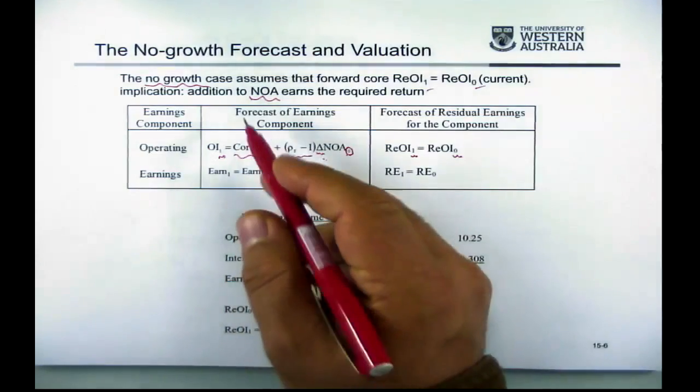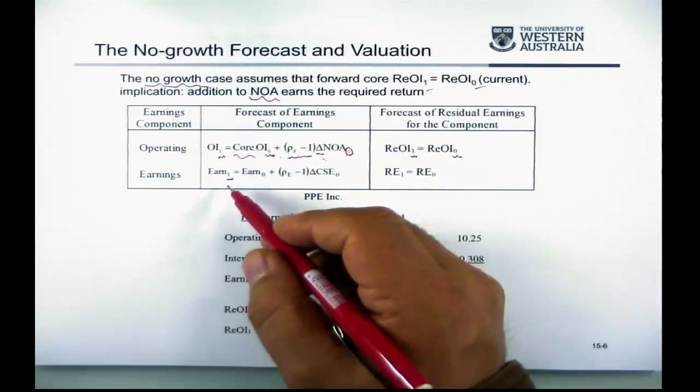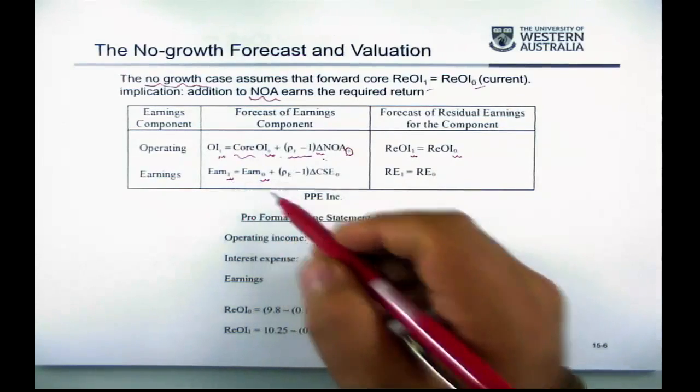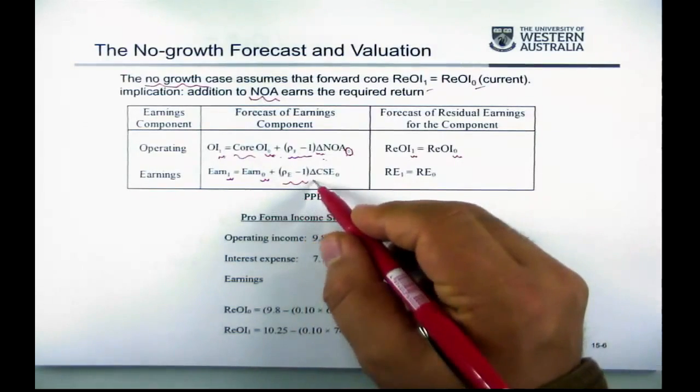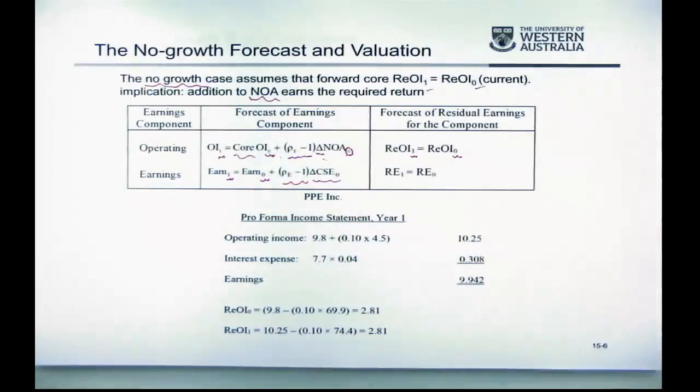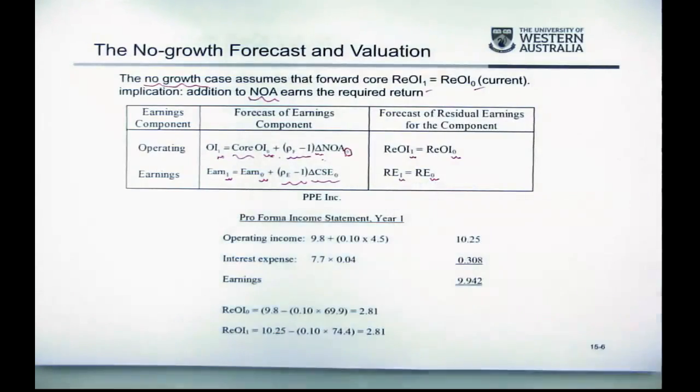The same applies to the earnings and residual earnings. According to this assumption, next year's earnings in year one is equal to current year's earnings plus the product of the required return on equity and the addition to common equity. If this is the case, then next year residual operating income will be equal to this year's residual operating income. Okay?